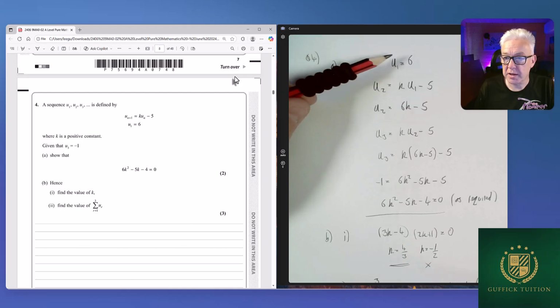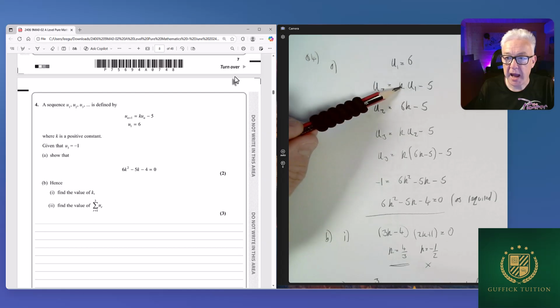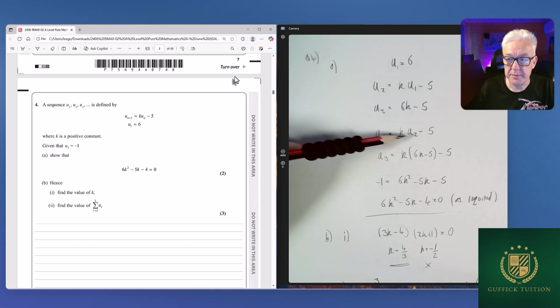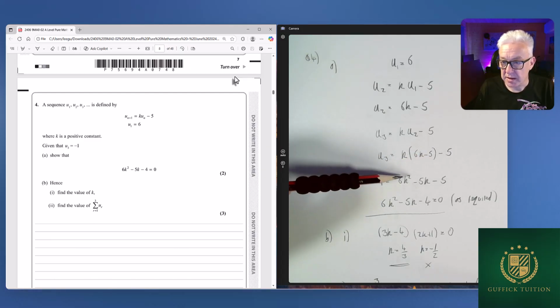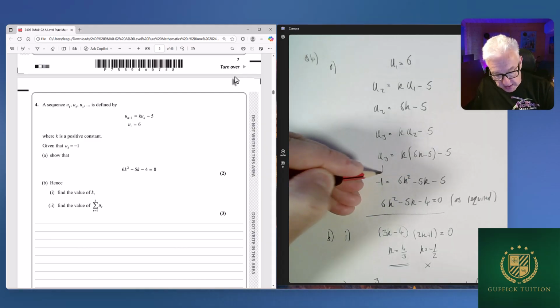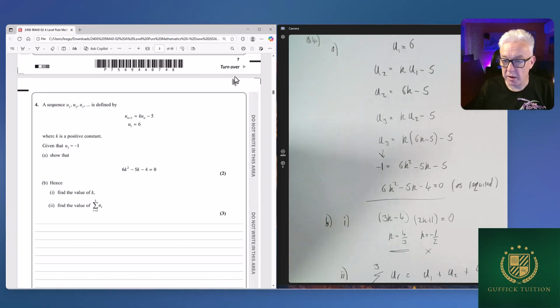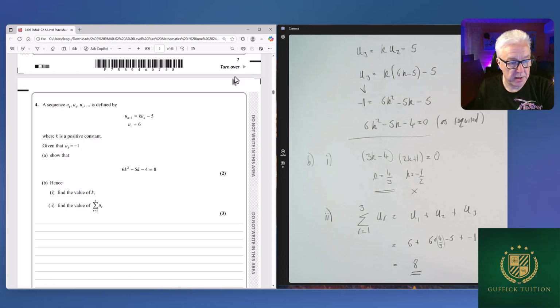Okay, so if u1 is equal to 6, let's just generate the first few terms. The second term, u2, is going to be k times u1 minus 5, so u2 is going to be 6k minus 5. That's our second term. u3 is going to be k times u2 minus 5, so u3 is going to be k times (6k minus 5), which when we expand that bracket gives us 6k squared minus 5k minus 5. The question tells us that u3 is equal to minus 1, so I've replaced that with minus 1. When we take that whole thing over to one side, we get the expression that we were required to derive for part A. Quite nice.